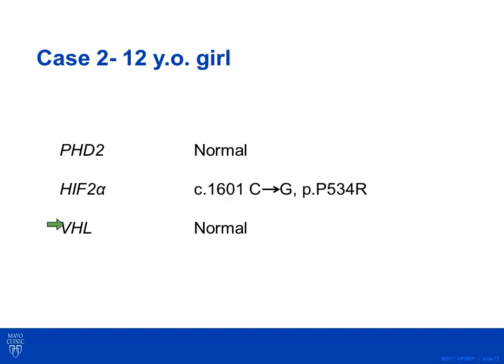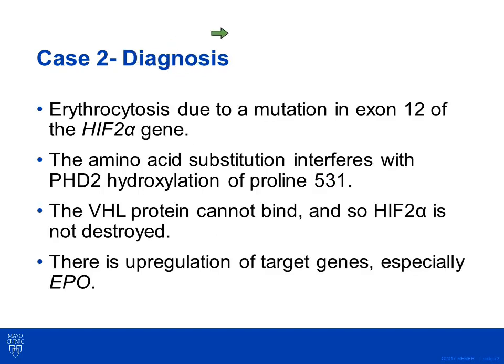PHD2 is normal, VHL is normal. We have a substitution here at position 1601, a C to G nucleotide substitution, producing a proline to arginine substitution at 534. Notice that this is very close to 531. So she has erythrocytosis due to a mutation in exon 12 of the HIF2 alpha gene. This is a pathogenic mutation that has been published in the literature.